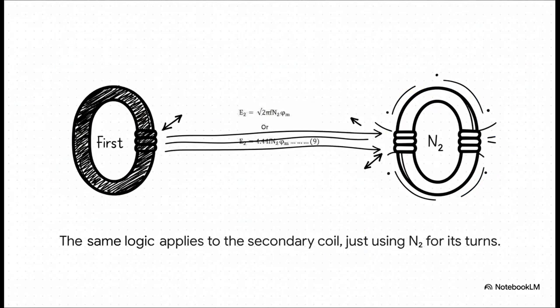Now here's the best part. That same magnetic flux that the first coil created, it's also passing right through the second, or output coil. So the exact same physics applies. We can use the very same equation for the voltage on the secondary side, E2, just by swapping in its number of turns, N2. It's that simple.